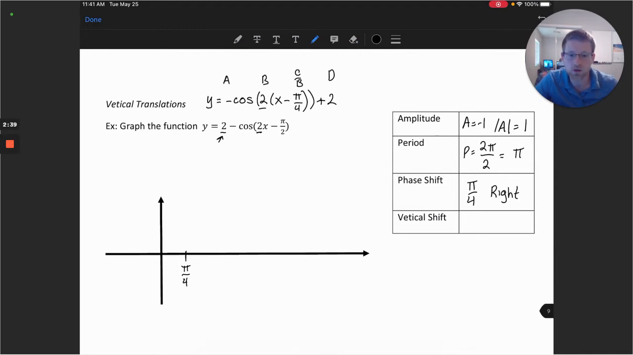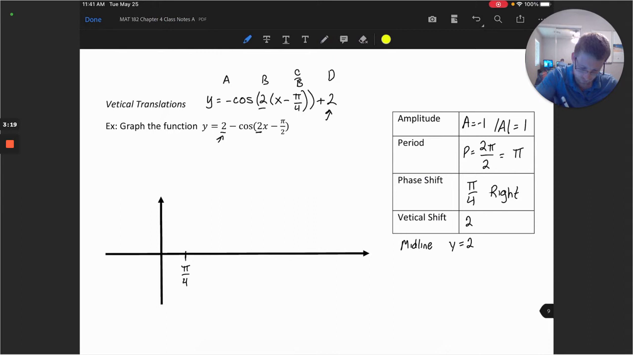And then the last thing we need to look at is the vertical shift. That's that d value on the back of the function now. That would be 2. So our vertical shift is going to be 2. In other words, our midline is now going to be the line y equals 2. So I have a new midline and I have an amplitude. So let's take a look at putting together first the amplitude and the new midline that we have. So we'll take a look at both of those first.